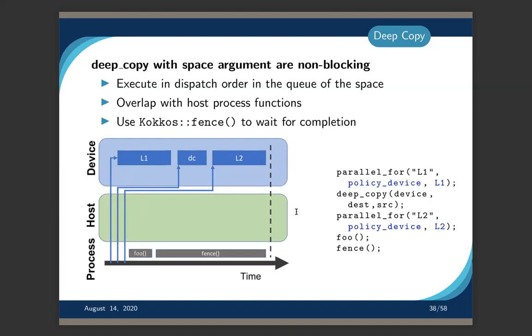What now happens is that you can rely in L2 on dest being done, and you can modify source in L1 because it goes into the same queue. But all of this will overlap with foo, and the fence will wait for all these things to be done. So foo couldn't rely on dest or source being, you know, dest being written.